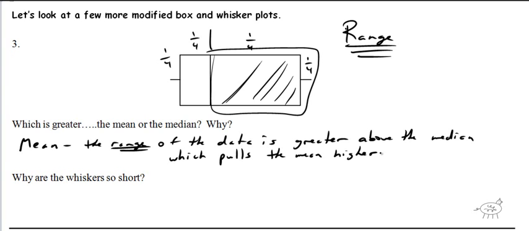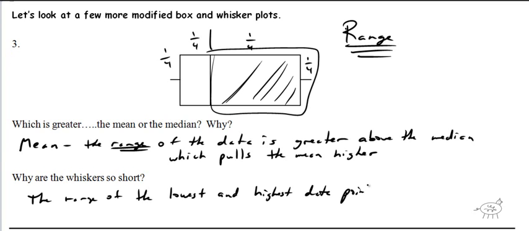The next question here says, why are the whiskers so short? Well, remember, the whiskers are basically the beginning of the data and the end of the data. And you could say that the range of the lowest and highest data points is very narrow.